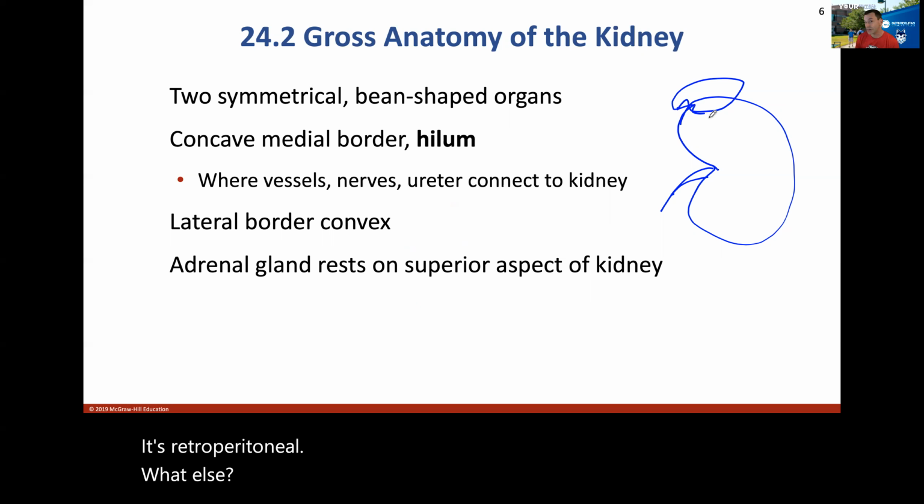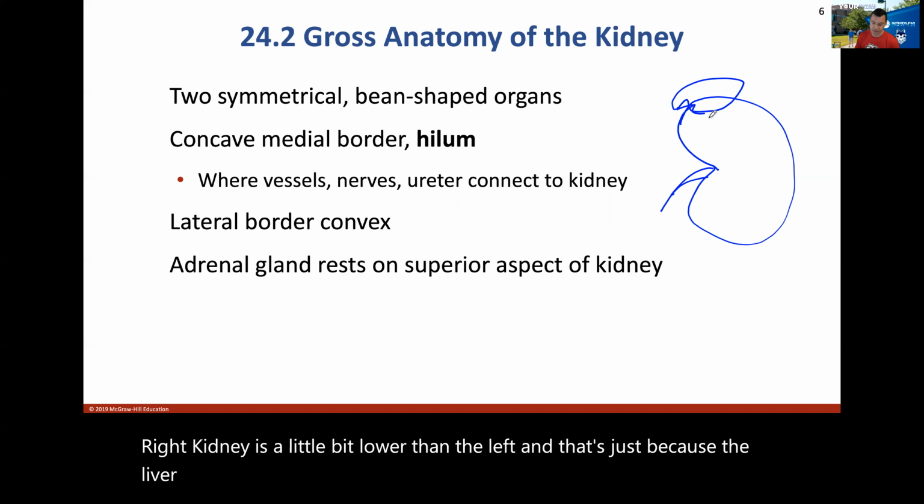The right kidney is a little bit lower than the left. That's just because of the liver. So if you do palpate the kidneys during a patient exam, the kidney on the right is a smidge lower just because of the liver.